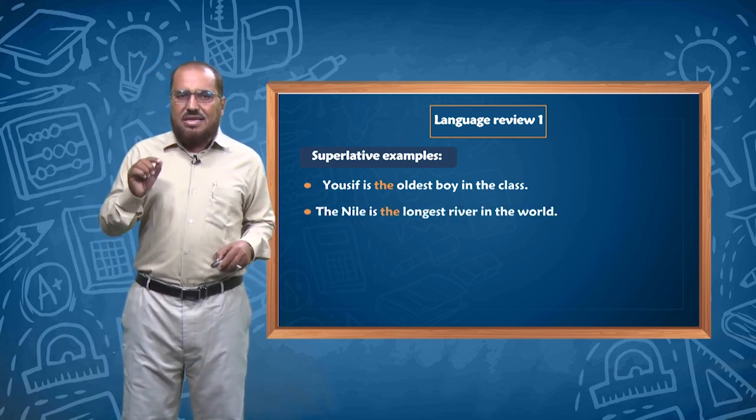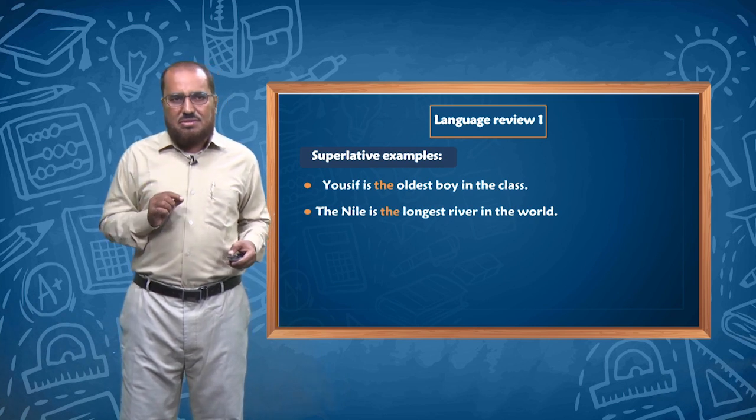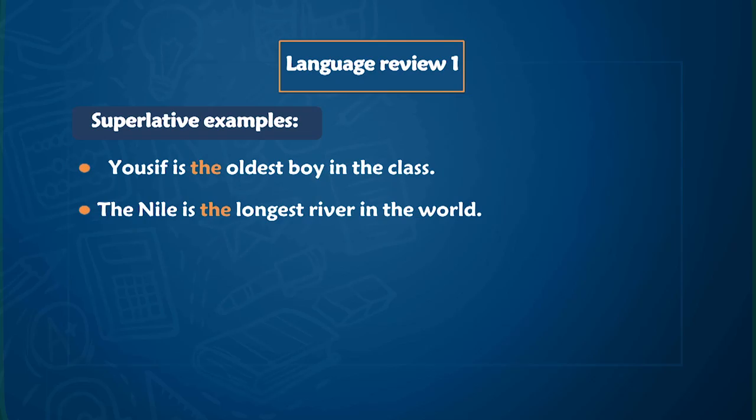The Nile is the largest river in the world. The Nile is the longest river in the world. Here we compared the river Nile, and this is also geographical information, said the Nile is the longest river comparing with all the rivers of the world. So the Nile is the longest river in the world. You see, the longest.